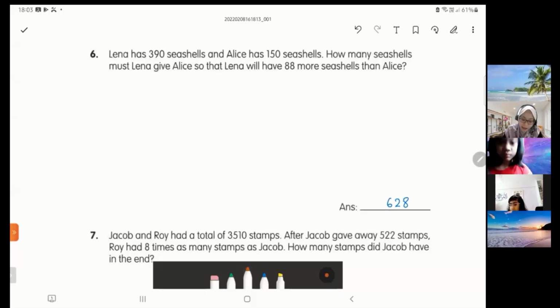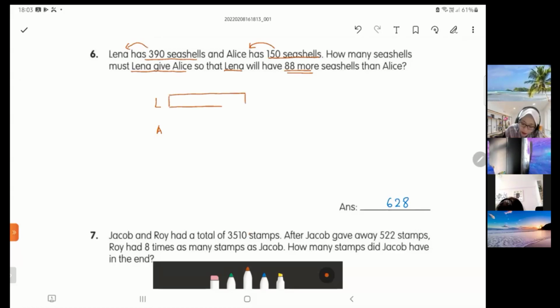Lina has 390 seashells. Alice has 150 seashells. This is Alice's, this is Lina's. How many seashells must Lina give to Alice so that Lina will have 88 more seashells than Alice? Okay. When we draw the model, we can tell that Lina have a longer model because Lina have more, right? Lina have 390. Lina and Alice. So Lina have a longer model than Alice have a shorter one. Let's say about a bit longer. About here. Okay.